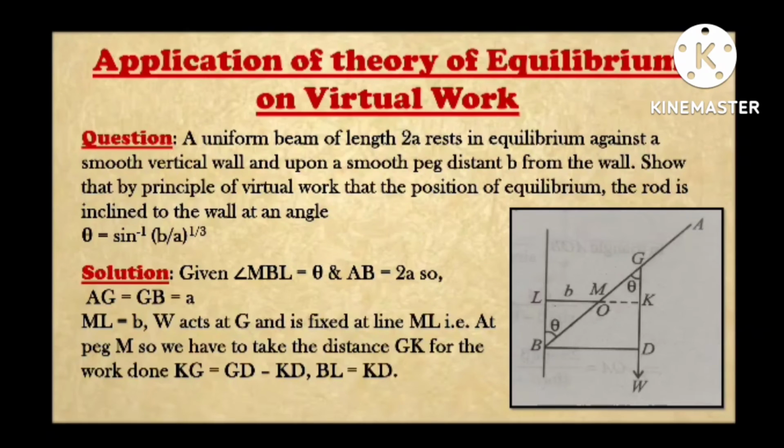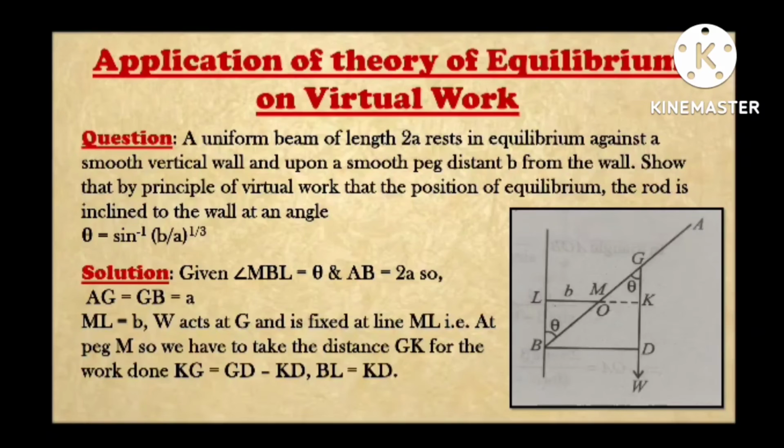Show by principle of virtual work that in the position of equilibrium, the rod is inclined to the wall at an angle theta equals sine inverse (b by a) to the power 1 by 3. Now here's the diagram. Now the solution is: given angle MBL equals theta and AB equals 2a. So AG equals GB, as we can see in the figure, equals a.